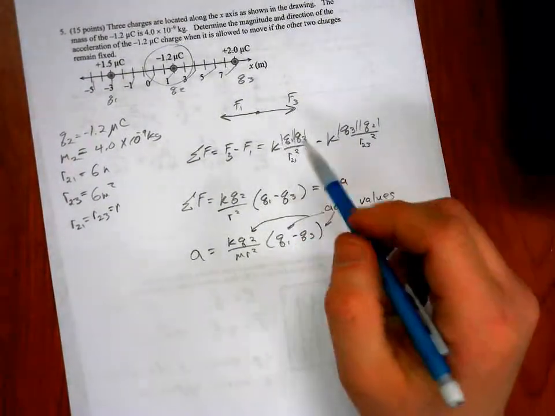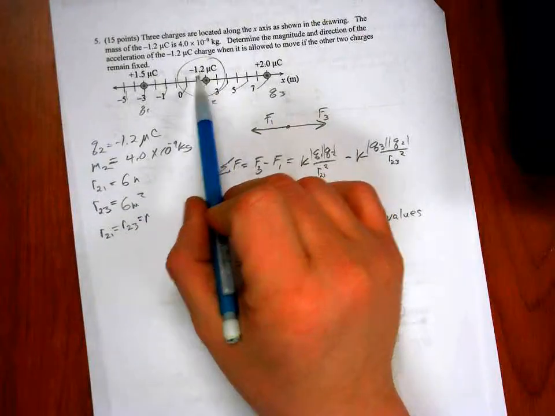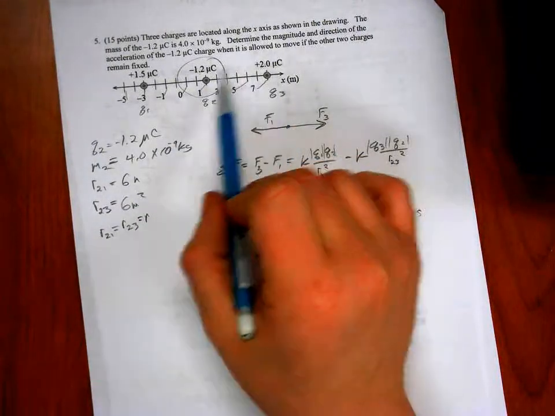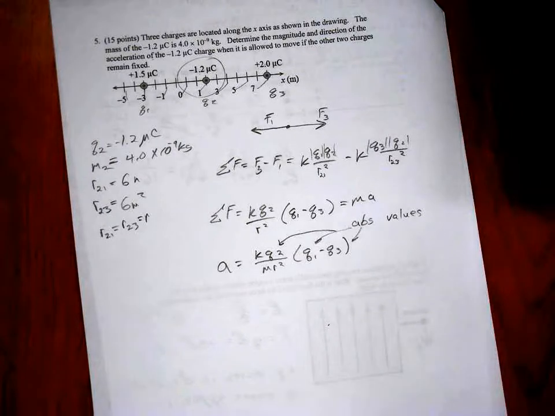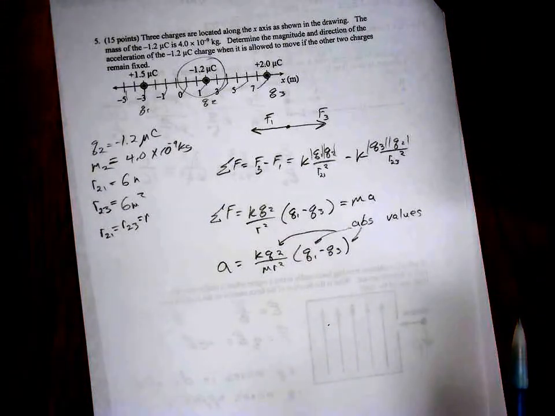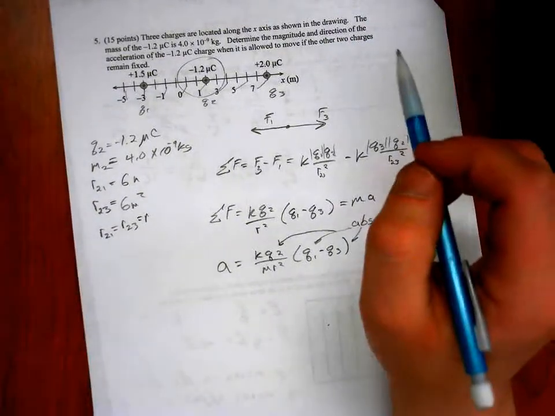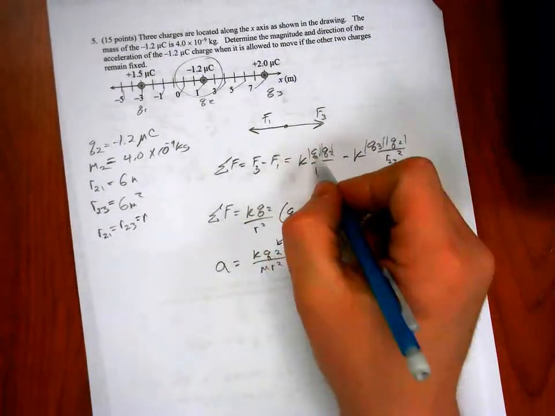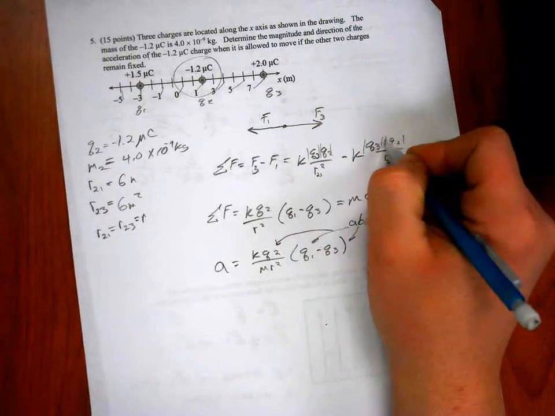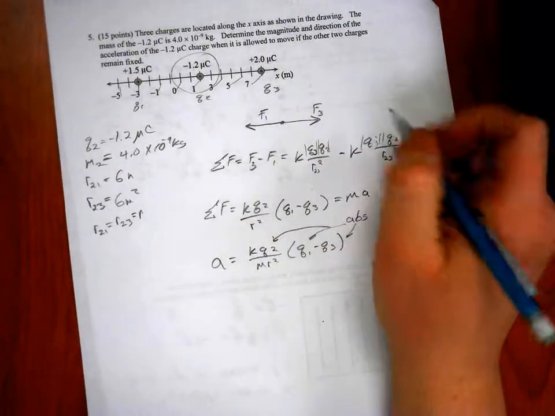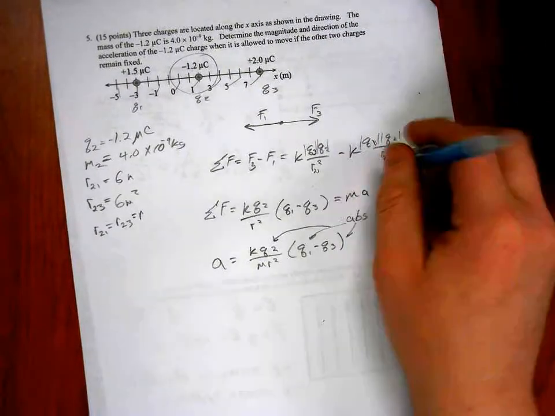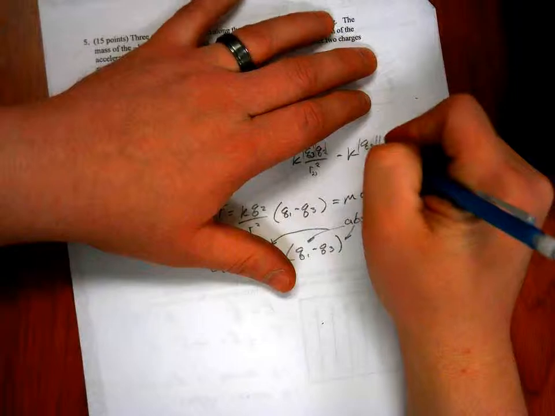Now then the question says, what is the direction? Well, this charge is the same in each, but this is going to be the bigger charge, so it's got to go to the right. I made a mistake. I'm going to have to record this video over, I guess, because I wrote F3, but this should be Q3 minus Q1. Sorry, I may not have time to redo this video, but just go with me here.